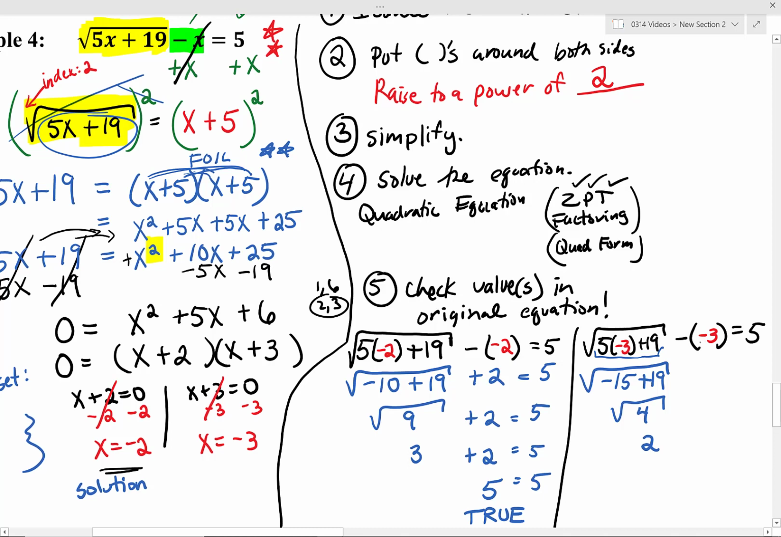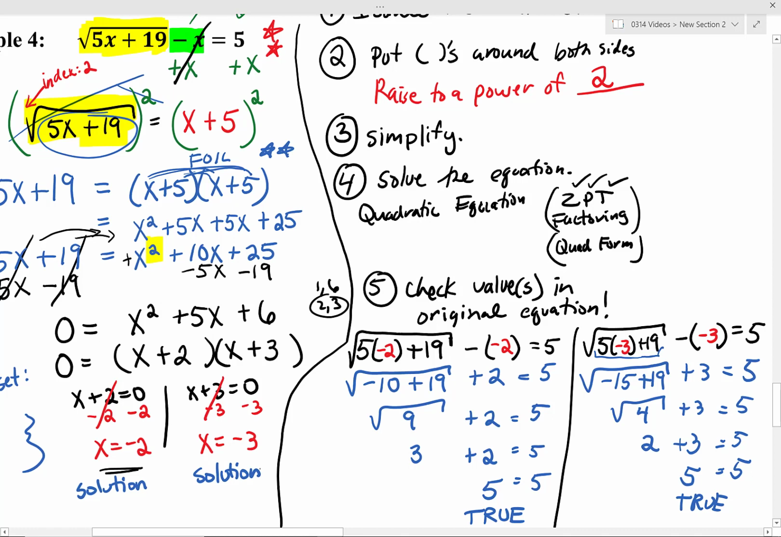Alright, now we're going to finish the rest of the left-hand side. That's -3, that's a +3. 2 plus 3, that gives me a positive 5. So the left-hand side simplifies to be a positive 5, and the right-hand side is also a positive 5. 5 equals 5, that is a true statement. So x equals negative 3 is also a solution.